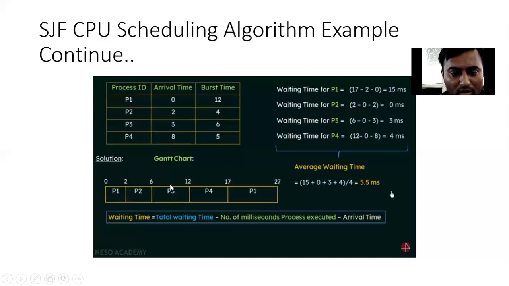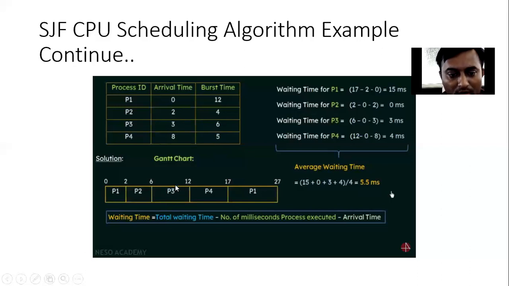After execution of 2 units of time, what is the remaining time of P3? 4. Remaining time of P3 is 4. And at time unit 8, we need to check, is there any other process arrived in the ready queue? Yes, P4 has arrived. Now we need to check the burst time of P4. Burst time of P4 is 5. And what is the remaining burst time of P3? 4. So 4 is less than 5. So definitely P3 will continue its execution for 1 unit of time.